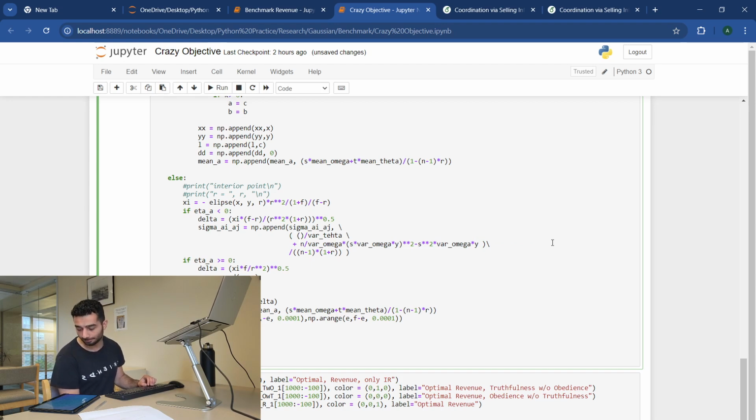So something over var theta, right? Which I will add, plus n var omega over var omega s var omega y squared minus s squared, because s var omega y is n, and minus t squared, var theta x, which is 1, and actually I like that we are keeping it x, and this is it.